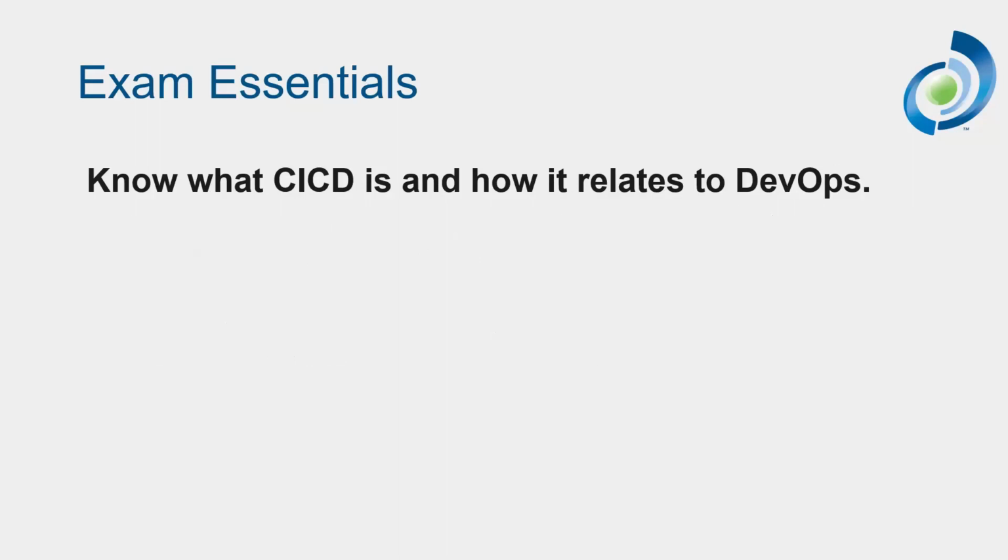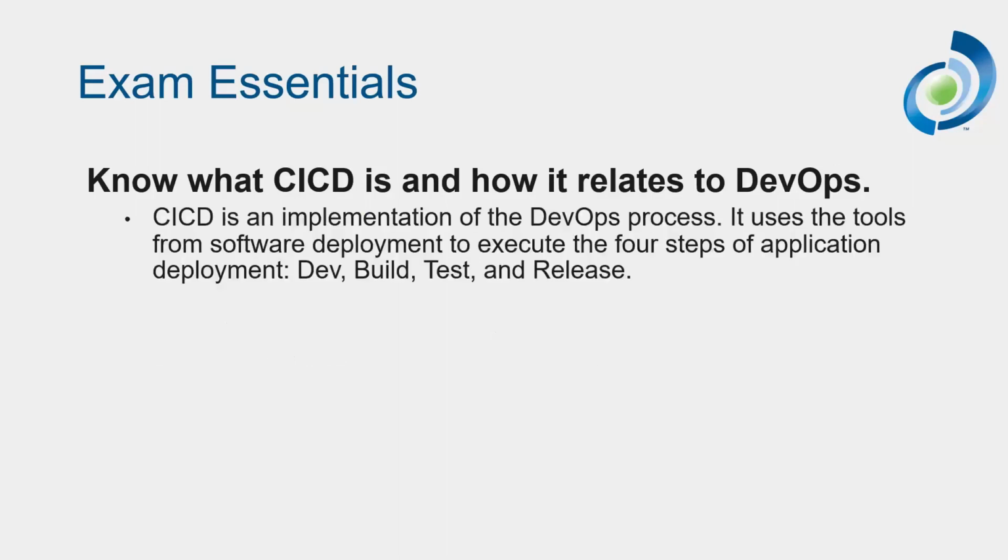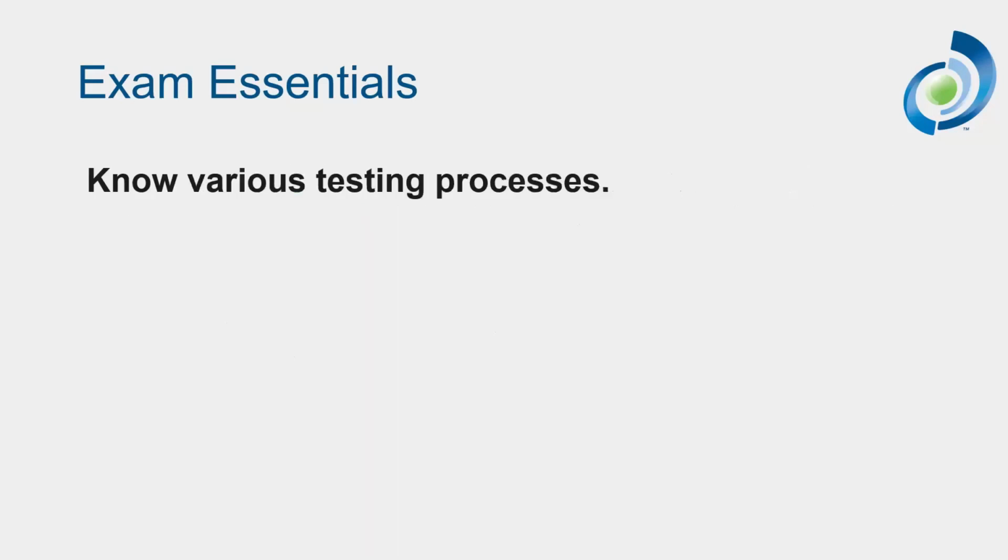Know what CI/CD is and how it relates to DevOps. That is continuous integration, continuous delivery. It's an implementation of the DevOps process. It uses the tools from software deployment to execute the 4 steps of application deployment: dev, build, test, release.